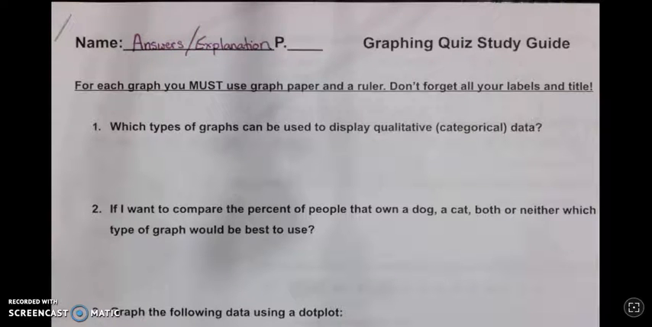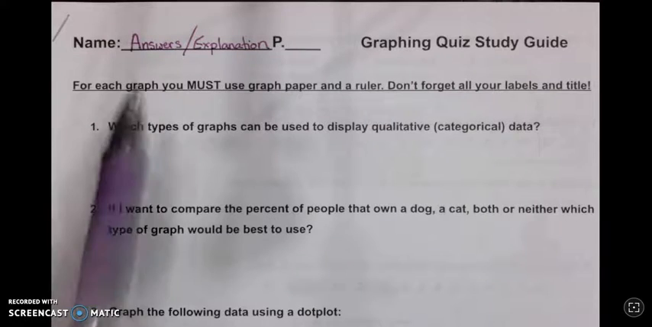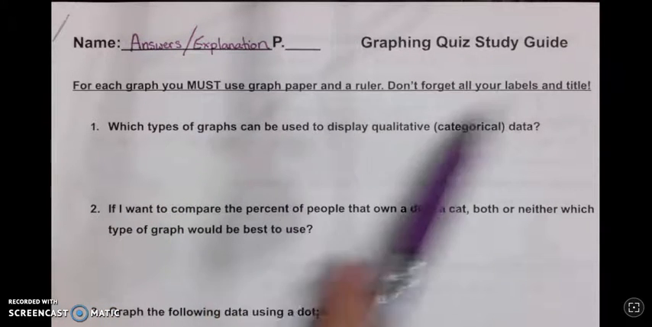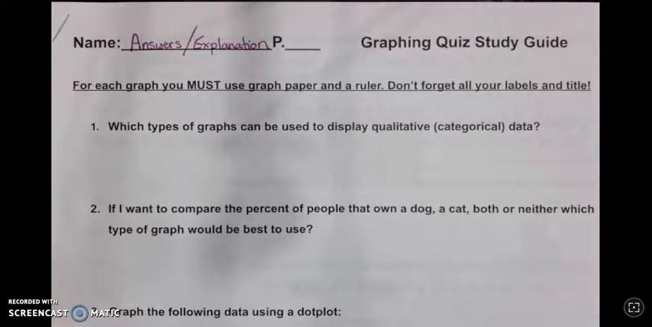All right, I'm going to go over each of these questions for your graphing quiz that's coming up. So you can repeat any of these that you need to hear again or skip through the ones that you already know. But I'll go through them in order here. And you're going to have a few of these where you're going to have to graph. And so remember, every graph you've got to use graph paper and a ruler. And don't forget to label everything, and every graph should have a title as well.